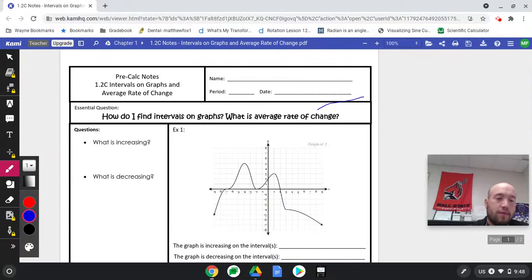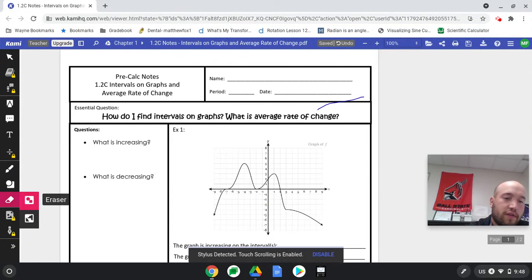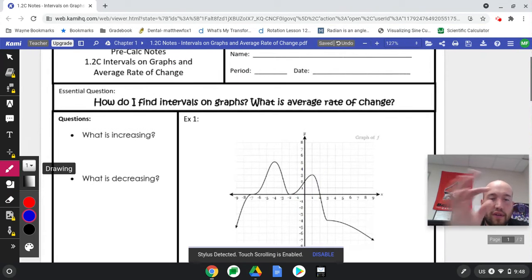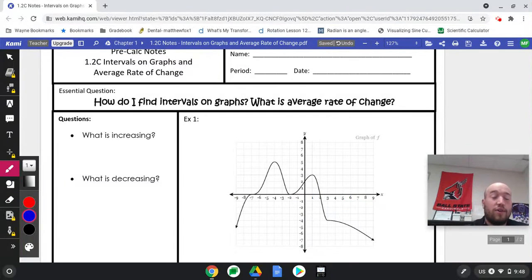Today we are going to talk about some different things related to graphs and how to find some different intervals in the graph, as well as average rate of change. So the first thing we're going to talk about is something called increasing versus decreasing.